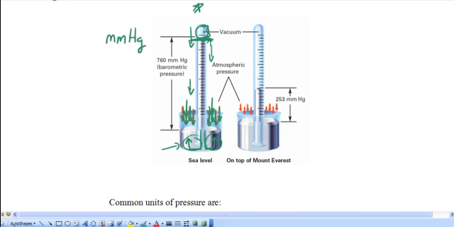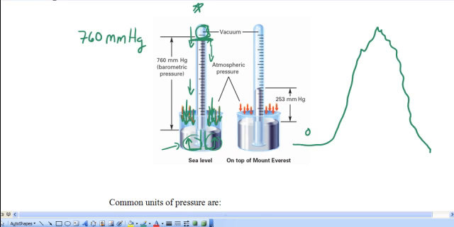Now, as it turns out, at sea level, the average pressure in the atmosphere can suspend 760 millimeters of mercury. As you go higher in elevation, well, let's draw a picture here. Let's do this off to the right. This is going to be our mountaintop in just a second.